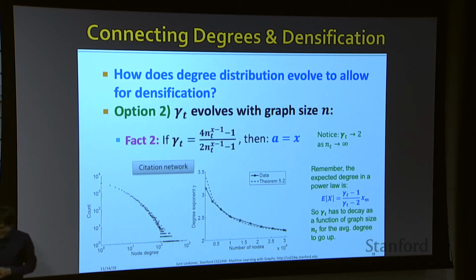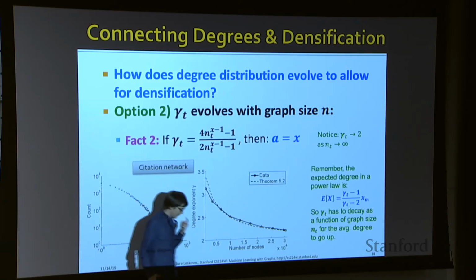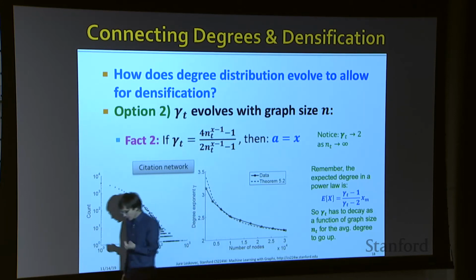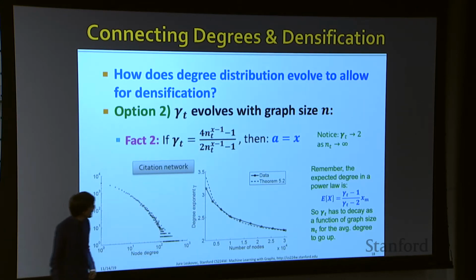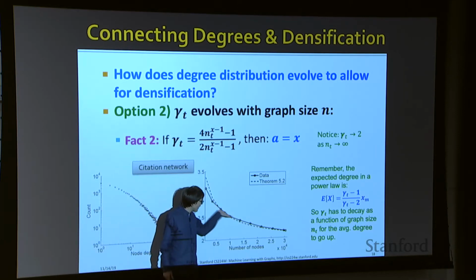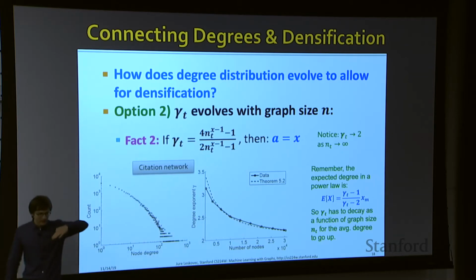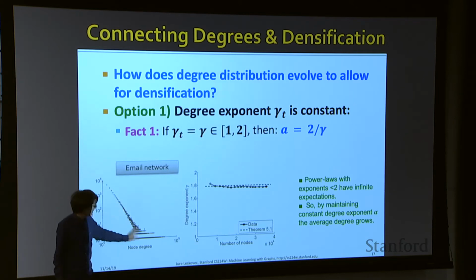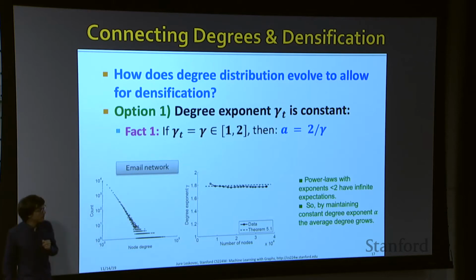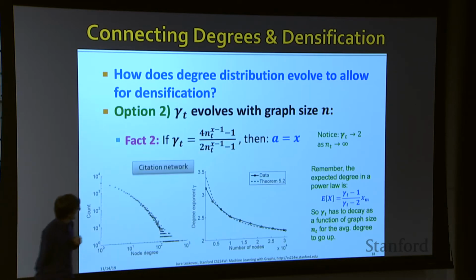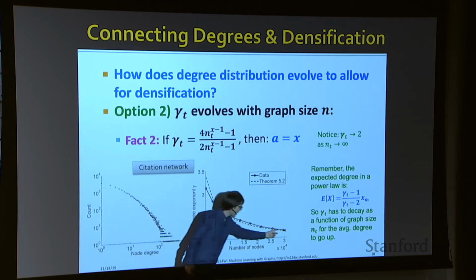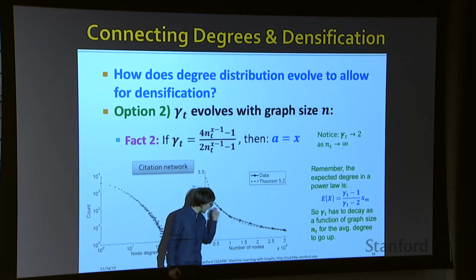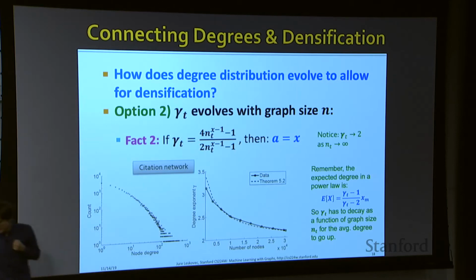All right, good. So this is what I wanted to show you in terms of what is happening. Networks are densifying and diameters are shrinking, and the reason for that is the way the degree distribution is evolving over time. Either the distribution is constant but has this weird property that it's getting denser because of the property of power law distributions, or the exponent is evolving according to a given shape, and that gives us densification. So that's what I wanted to show.